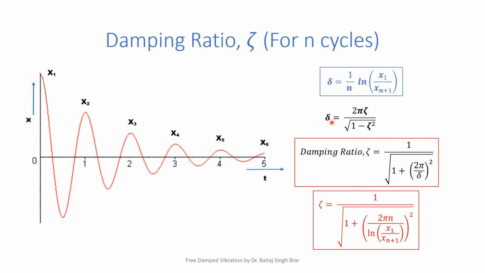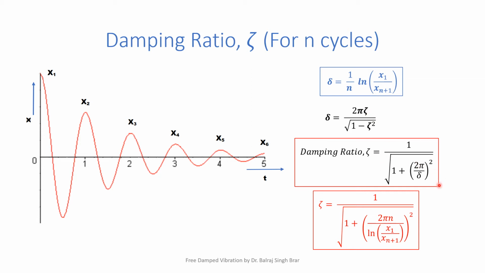And we already know delta is 2 pi zeta upon root of 1 minus zeta square. We can find out delta from this relation, observing x1 and xn plus 1 from experiment. We will put it in this same relation and find out zeta.